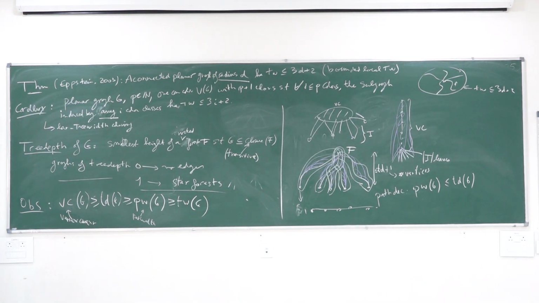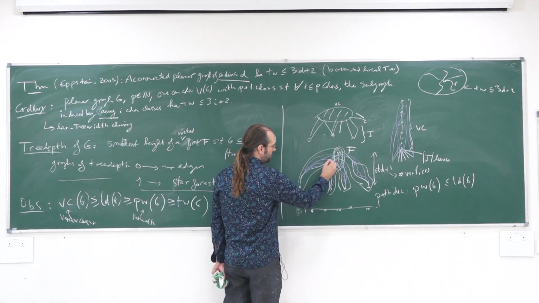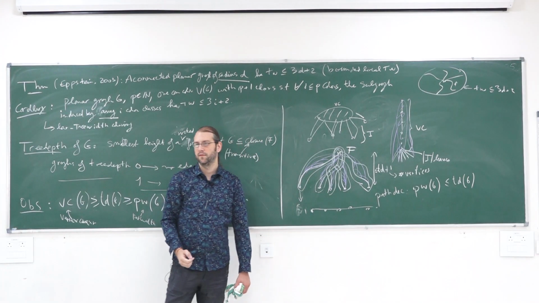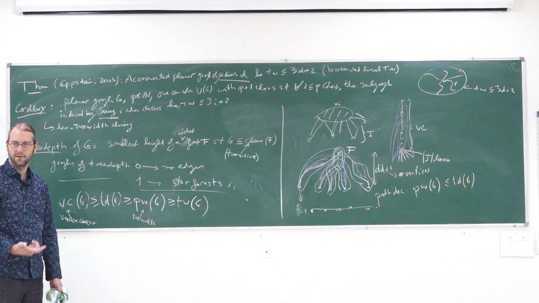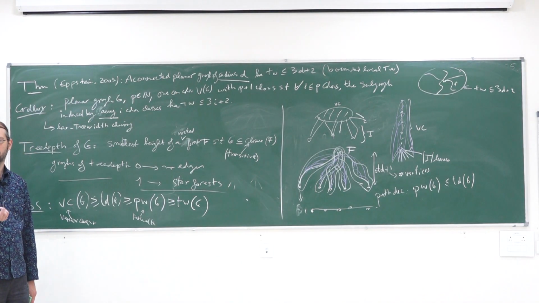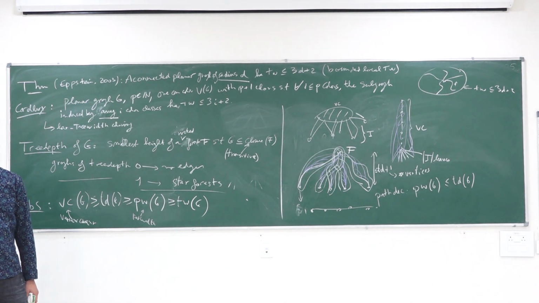But the bag size is like tree width plus 1. Because I'm taking these paths, they have length tree depth plus 1. So that means, okay, the path width is bag size minus 1. So tree depth plus 1 minus 1, which is tree depth.